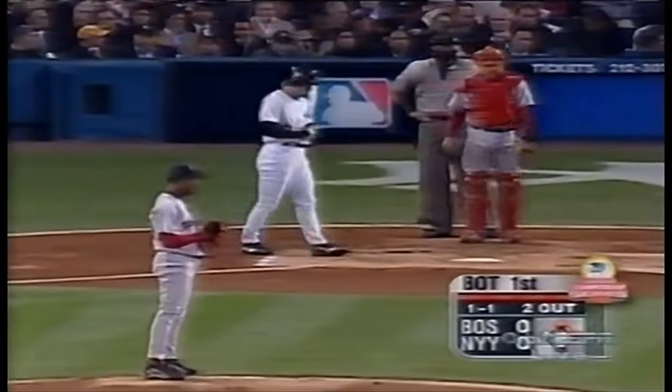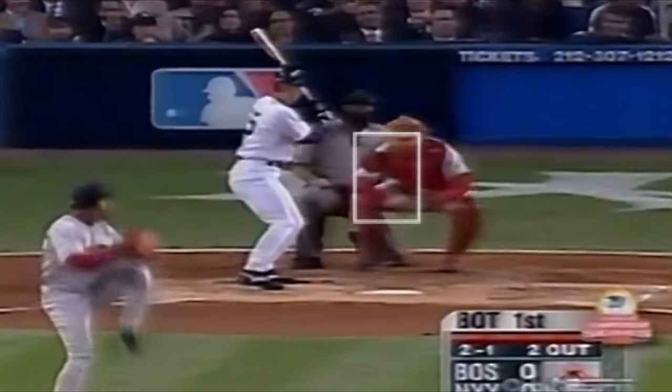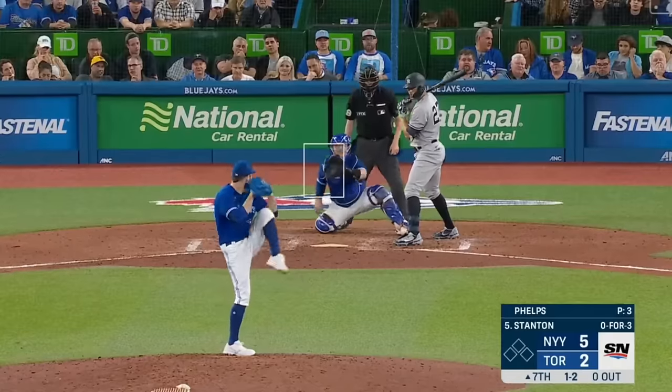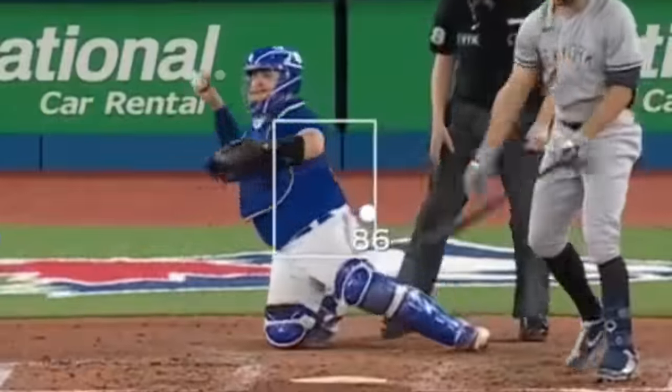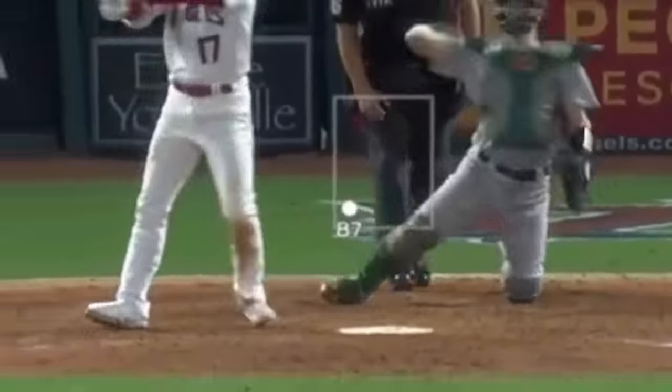A few years later, ESPN built on these visual effects and introduced the K-Zone to the MLB. What a cool name, the K-Zone. The K-Zone presents a simple box to represent the batter's strike zone and shows whether the pitch is a strike or a ball. Simple, right? Well, it's never that simple.